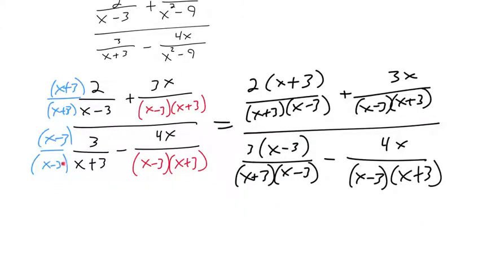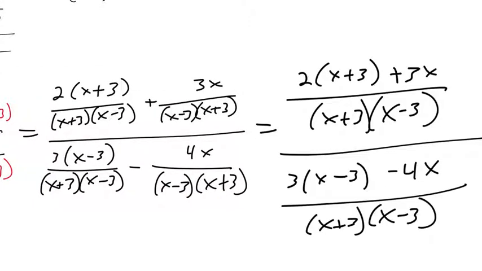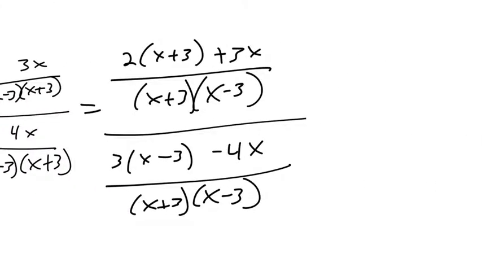So now that we've taken care of the x minus 3 piece, these have common denominators, so we can combine the tops and make it one big fraction. And these have common denominators, so we can combine this fraction too. So all I did was I did 2 parentheses x plus 3 plus 3x all in one big fraction, divided by its common denominator. And I did the same thing with the bottom too.